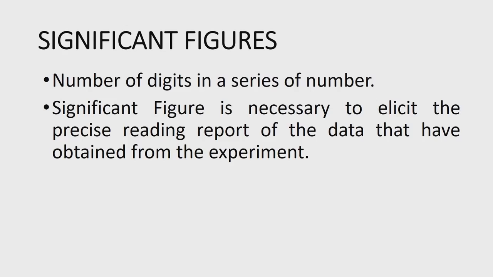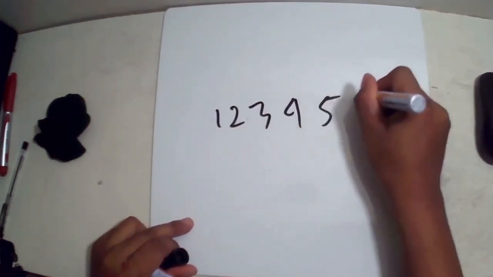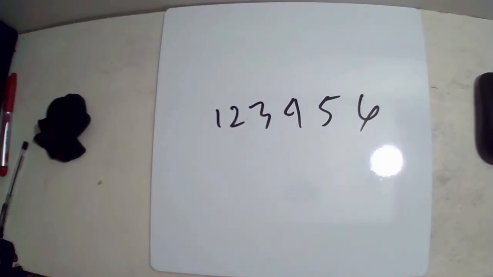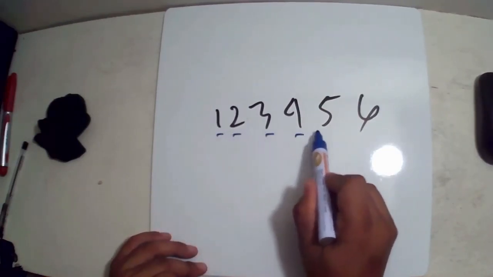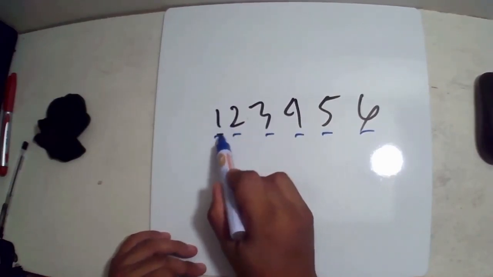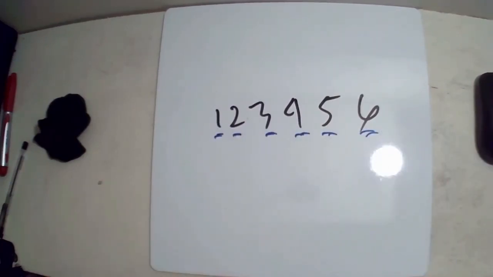When we say significant figures, this is basically the number of digits in a series of numbers. For example, if I have this number 1, 2, 3, 4, 5, 6, significant figures is the actual number of digits in the series of numbers. So this one, 1, 2, 3, 4, 5, 6, that is what we call significant figures, the number of digits in a series of numbers.